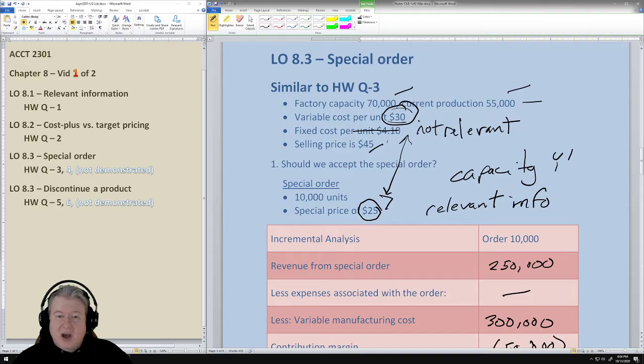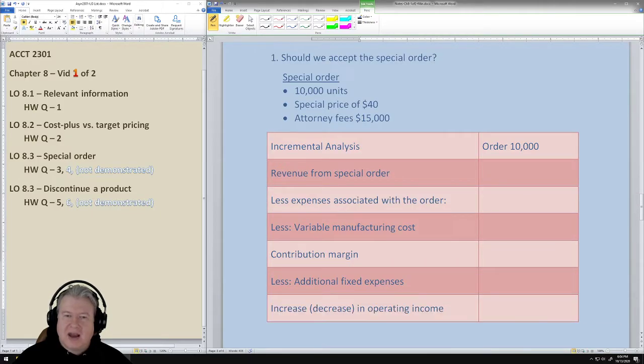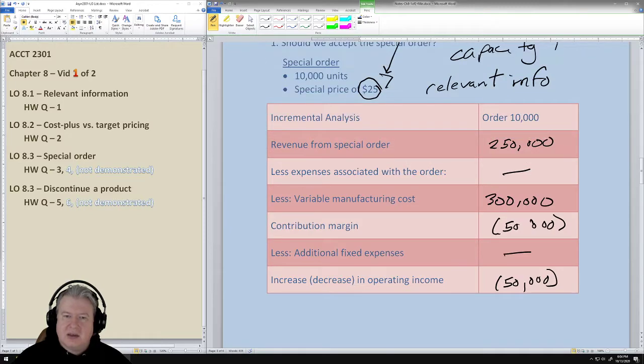Because if it doesn't even cover the variable cost, then it's almost a no-go. There's a couple of situations that they could make it work with, added in bonuses or whatnot. But the first thing you're going to look at is special price versus the variable cost, and that will tell you a lot. In fact, some of these other scenarios are going to kind of get at that. So the answer is, would we accept this? No, we would not accept this.